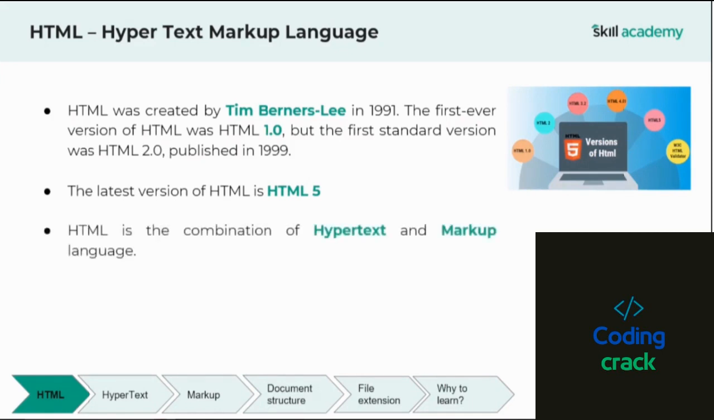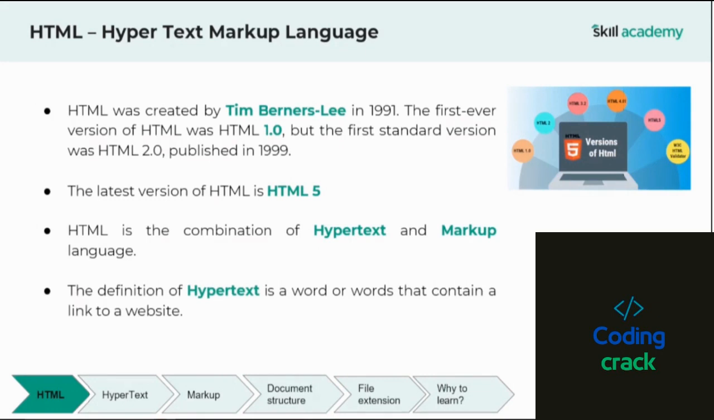HTML, as I already told you, is the combination of hypertext and markup language. Now, one by one, we are going to understand what you mean by hypertext and what you mean by markup. The definition of hypertext is a word or words that contain a link to a website. It means in your web page you are going to create some words, and the moment a user clicks on that word, he or she will be redirected to another website.